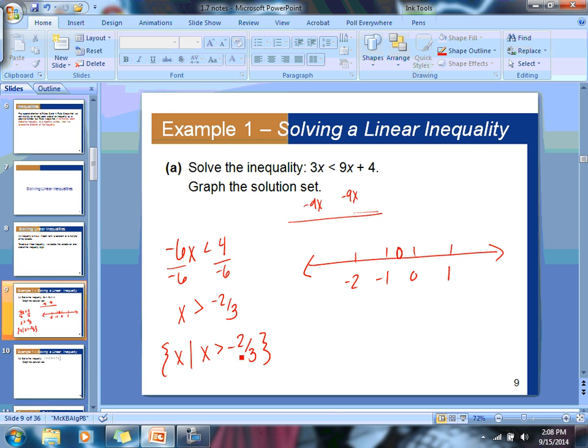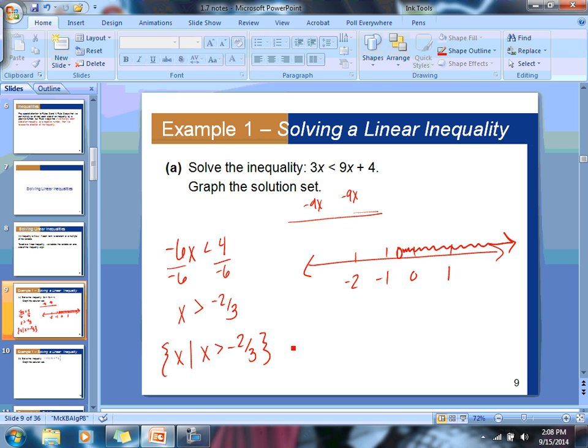And since we have just the greater than, I don't have that equal to, I'm going to mark it with an open circle on my number line. And then I'm going to shade to the right because that's where everything greater than negative 2/3 is. So that's how I would graphically represent my solution. So my solution really starts at negative 2/3 and goes all the way to positive infinity.